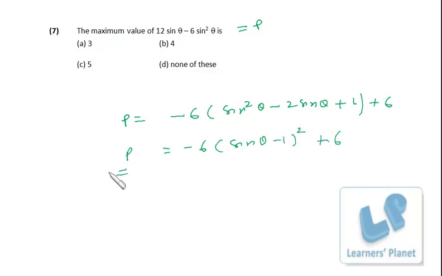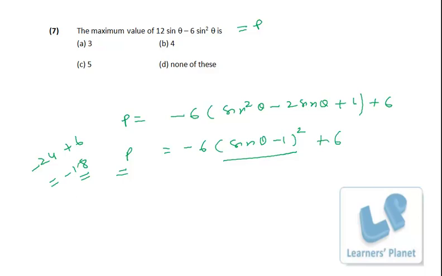Now I have to find out the maximum value of P. To find the maximum value of P, we have to find the maximum value of this expression. Sine theta minus 1 whole square is either 0 or a positive quantity. If we get a positive quantity, suppose sine theta I take as minus 1, then minus 1 minus 1 is minus 2, and minus 2 whole square will be 4. So minus 6 into 4 gives minus 24. In that case, P will be minus 24 plus 6, that is minus 18.